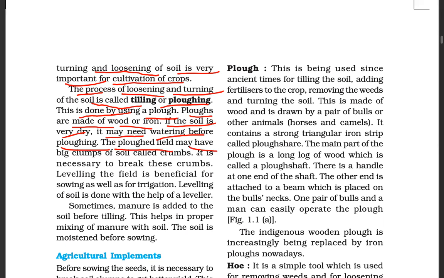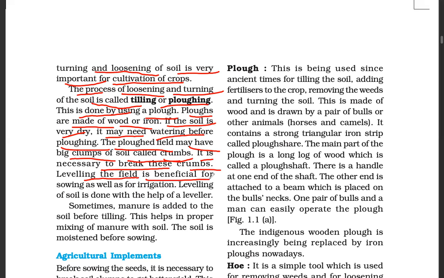The plowed field may have big clumps of soil called crumbs. There would be some clumps of soil, thick ones that look like stones. We think they are stones, but they are soil. Right, we have seen those. So these are called crumbs. It is necessary to break these crumbs.